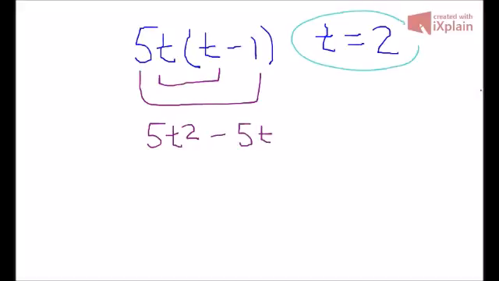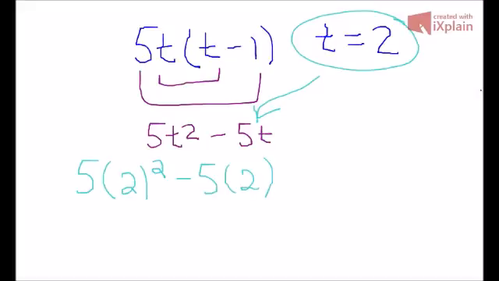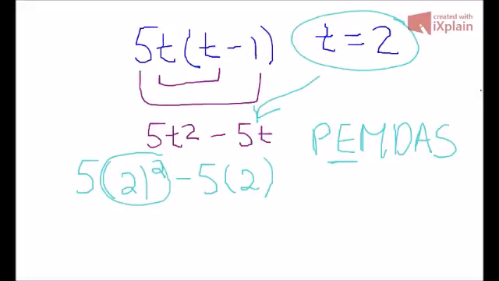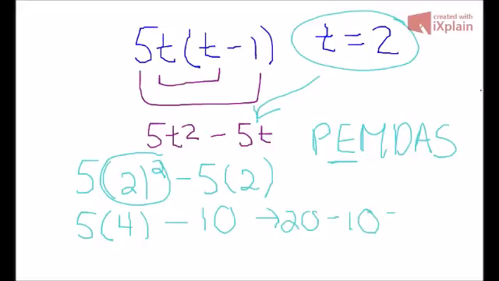Now let's plug in 2. 5 times 2 squared minus 5 times 2. Remember PEMDAS. The exponent would come first. So 2 squared would be 4, and 5 times 4 minus 10 gives you 20 minus 10, and your final answer would be 10.